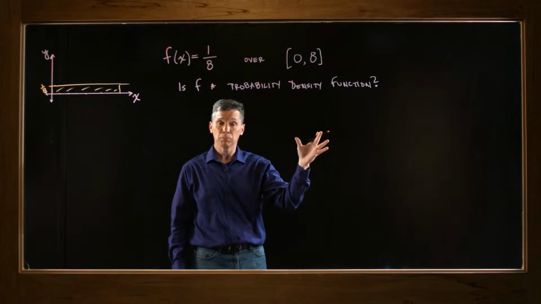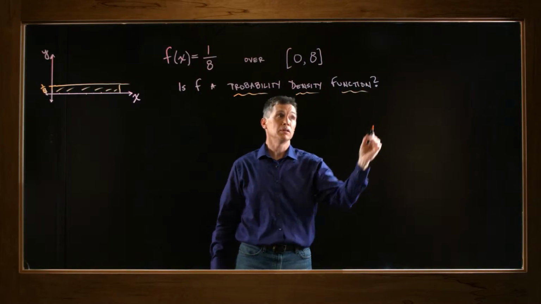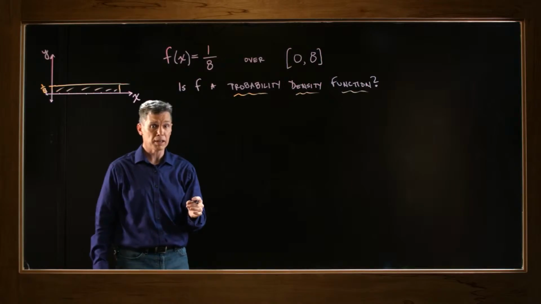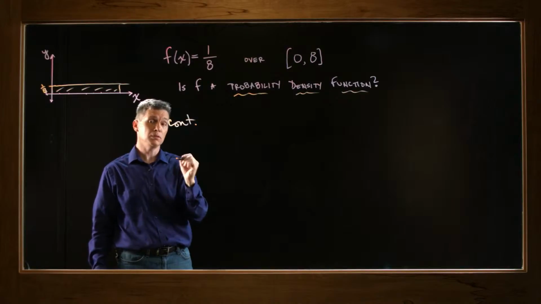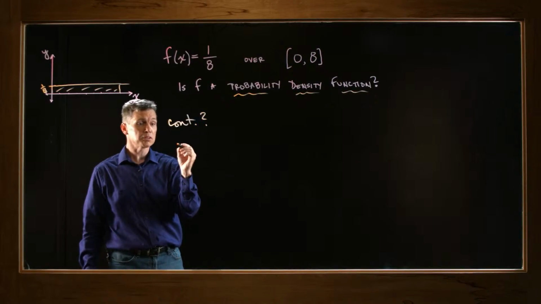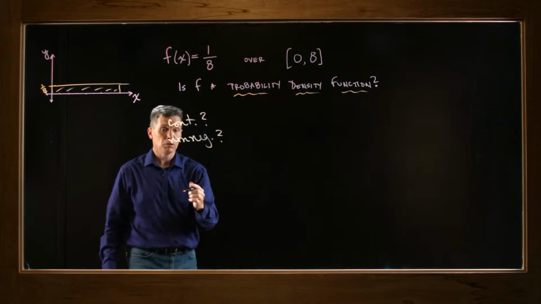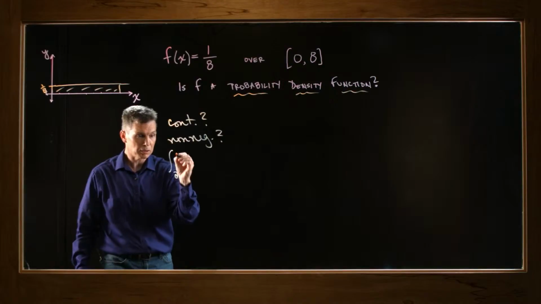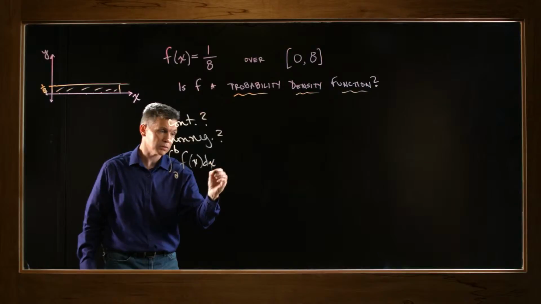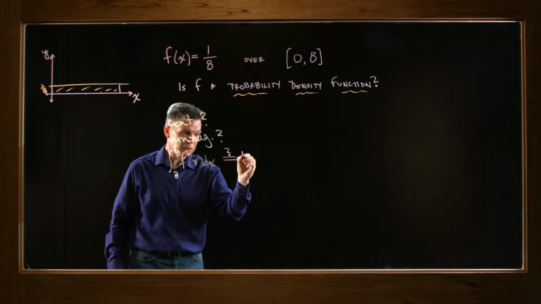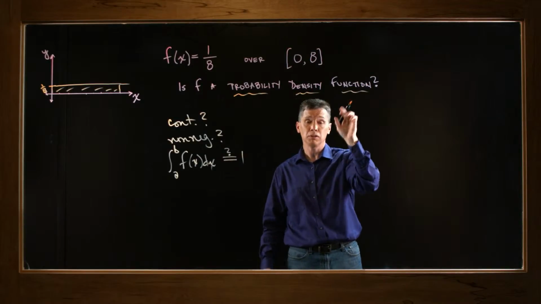Now back to the second part of the problem, the real question: is this function a probability density function? In order to check that, we're checking three things. We're checking that the function is continuous. We're checking to see if the function is non-negative. And then we're also checking the definite integral from a to b of the function dx. We want to see if that equals 1. Those are our three properties of a probability density function.